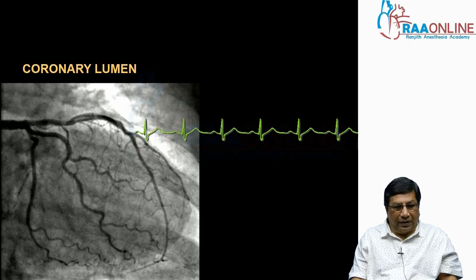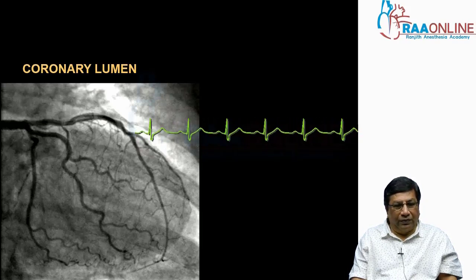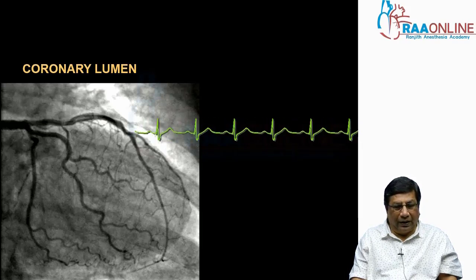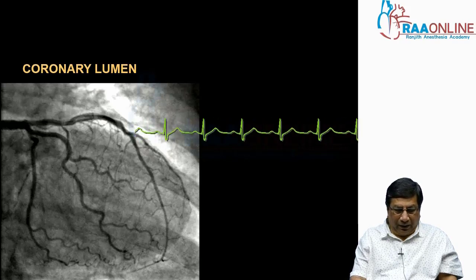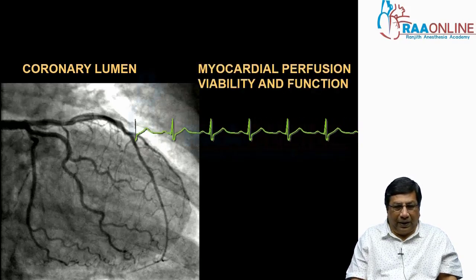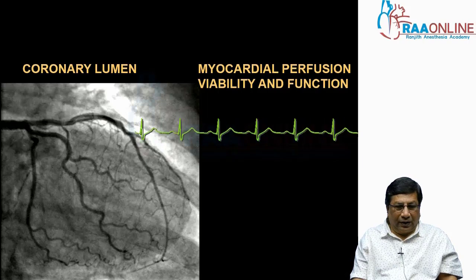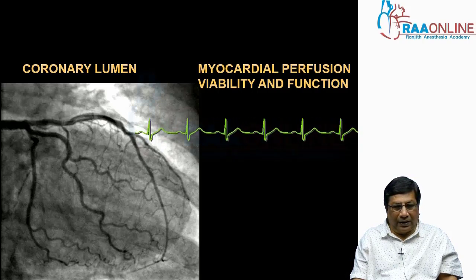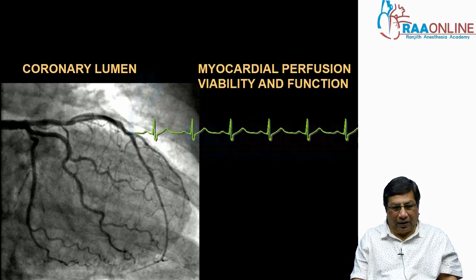Coronary angiogram is a luminogram. It gives you the lumen of a big epicardial coronary artery, whereas the ECG gives you ultimate myocardial perfusion. It tells you whether the myocardial cells are receiving the blood or not.